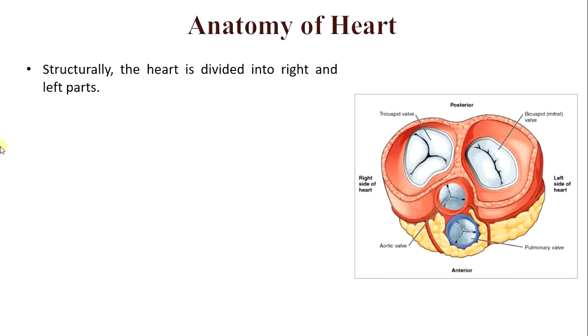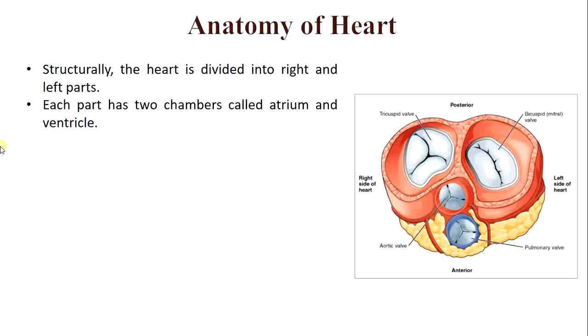Structurally, the heart is divided into right and left parts. Each part has 2 chambers that we have seen earlier, that is atrium and ventricle. You have right atrium, right ventricle, left atrium, left ventricle. The heart has 4 walls. These walls act as gates. They open only one way and each wall opens and closes once per heartbeat.